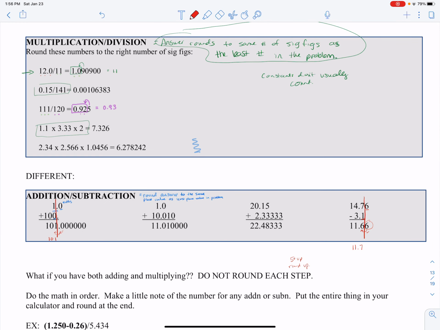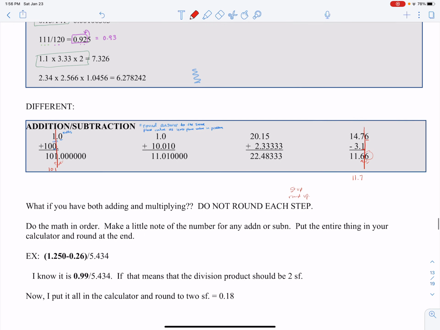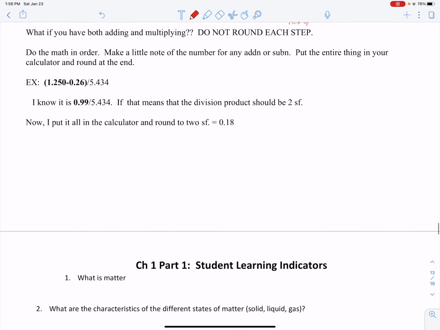And then you might be wondering, well, how do I know which rule to apply when? Well, you do have to do the math in order. You're going to make a little note for any addition or subtraction. You put the entire thing in the calculator and round at the end. So it's kind of like you have to think ahead, and then you go back and put the whole thing in your calculator. So the thing in parentheses is what we do first.